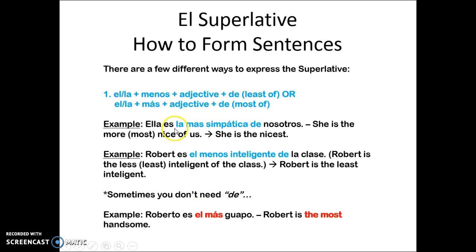So el más. The key thing is here, if you are trying to figure out the difference between comparative and superlative, the superlative has this. Okay? El and la. Sometimes de, but sometimes not. But this is the most important thing. El or la. Because it means the. So instead of just saying more than blank, you're saying the most or the more, right?